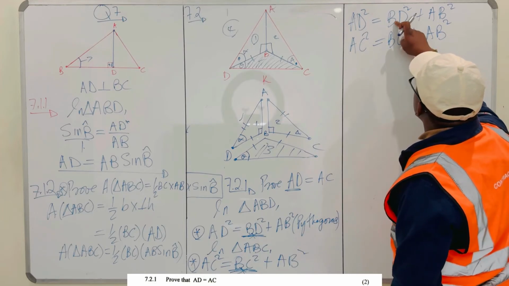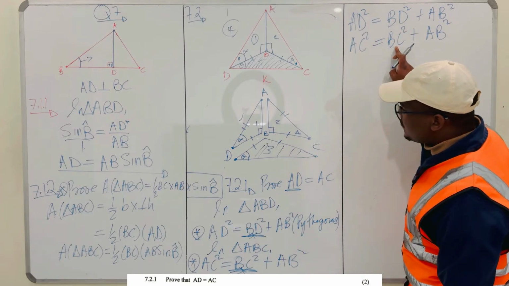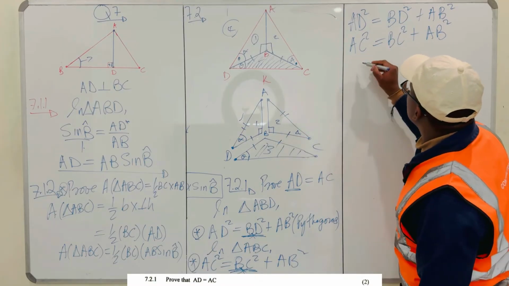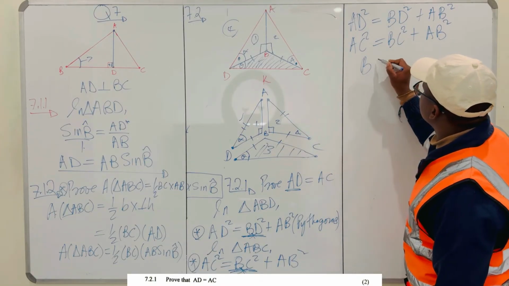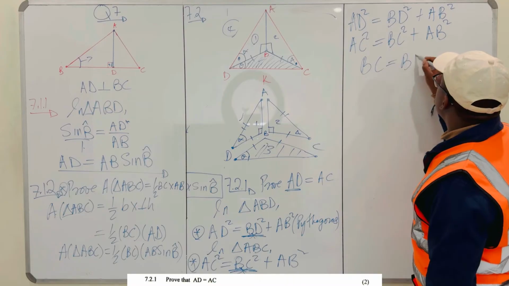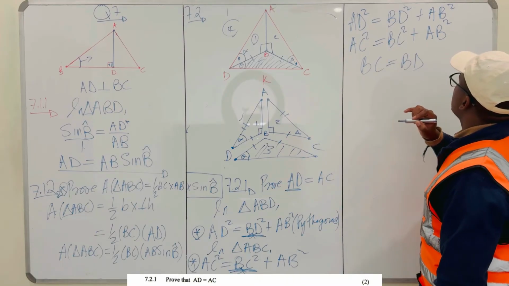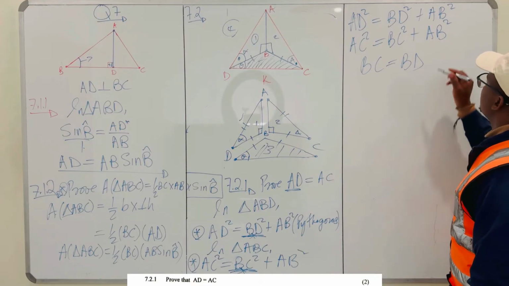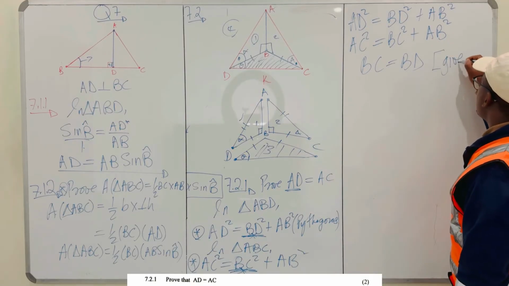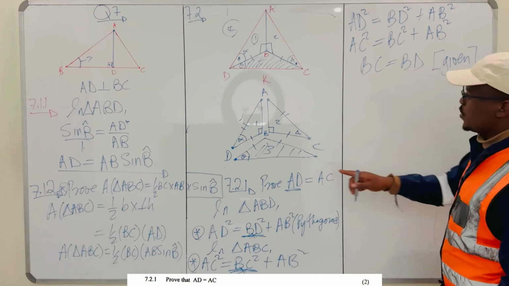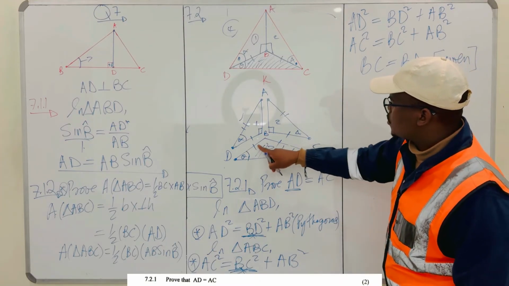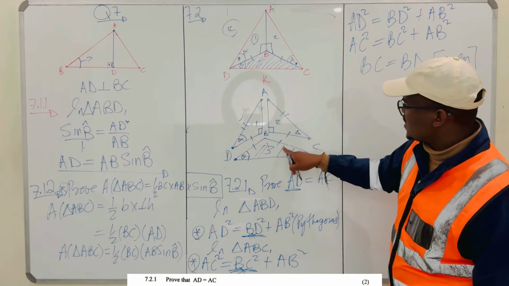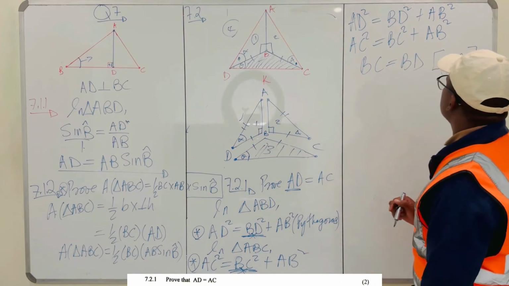So this is equal to this because you were given that these two are equal. So your BC is equal to your BD. This was given information in your statement. So we know that these two are equal. This side is equal to this side, because this and this are the same side.